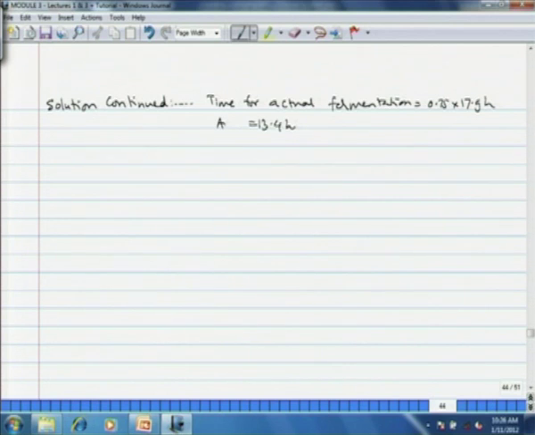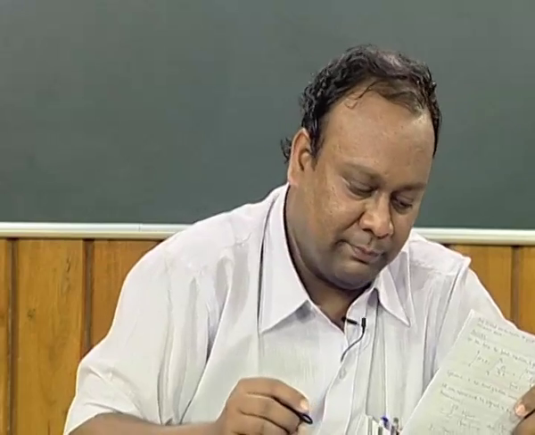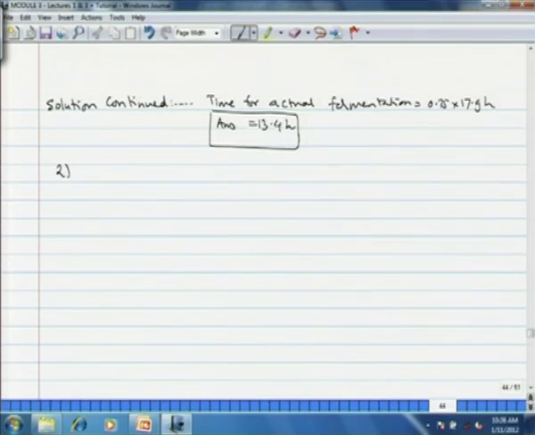So, this is the answer to the first question, the time required for 95% conversion of the glucose for those conditions that we stated earlier. Now, the second question is about the PFR, the fermenter as a plug flow reactor.